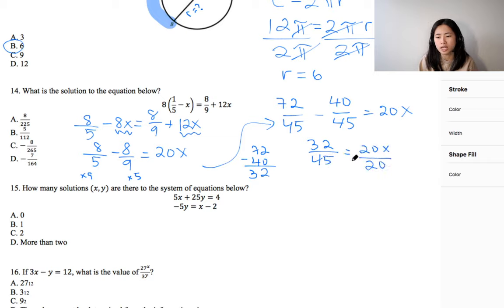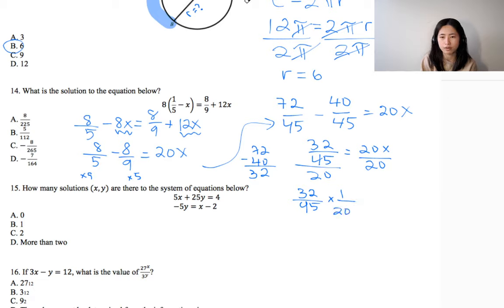Dividing both sides by 20, you have 32 over 45, and because you're dividing, that means you're going to take the reciprocal. Remember the rule for fractions when you're dividing by 20? This is going to be times 1 over 20. By the way, this is 45. Okay, so now this is times 1 over 20, and that's equal to x.